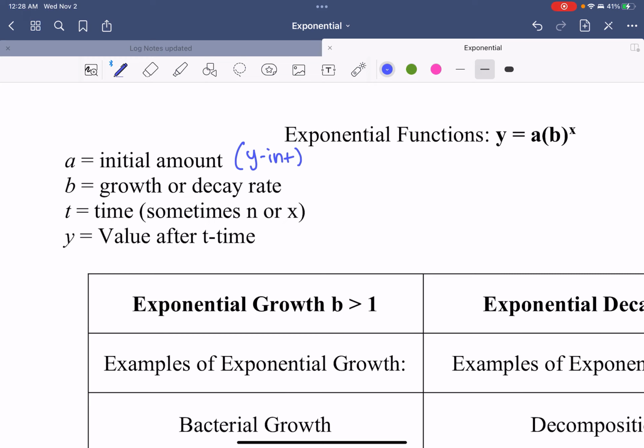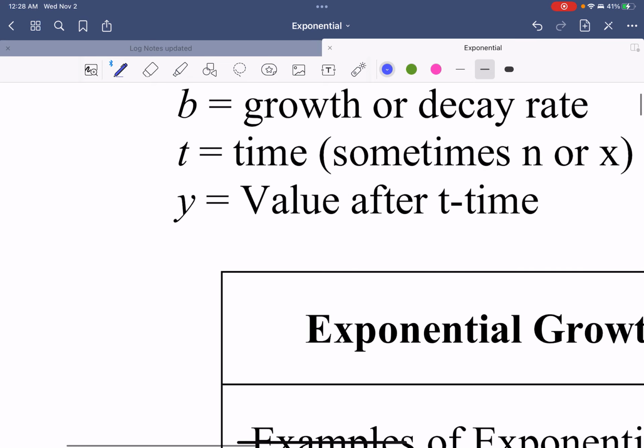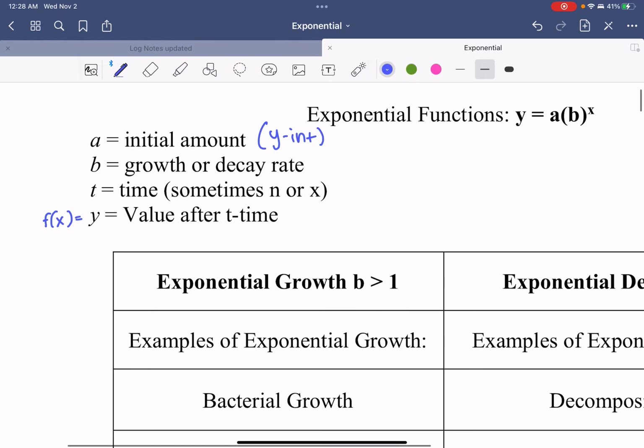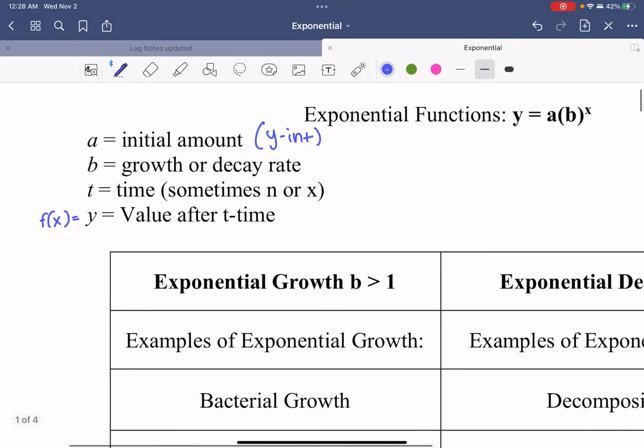B represents either your growth rate or your decay rate. T represents time. The variables can also be interchanged with n or x. So any of those three letters will represent time. And then y is the value after t time. And we already know that y can also be represented as f of x.